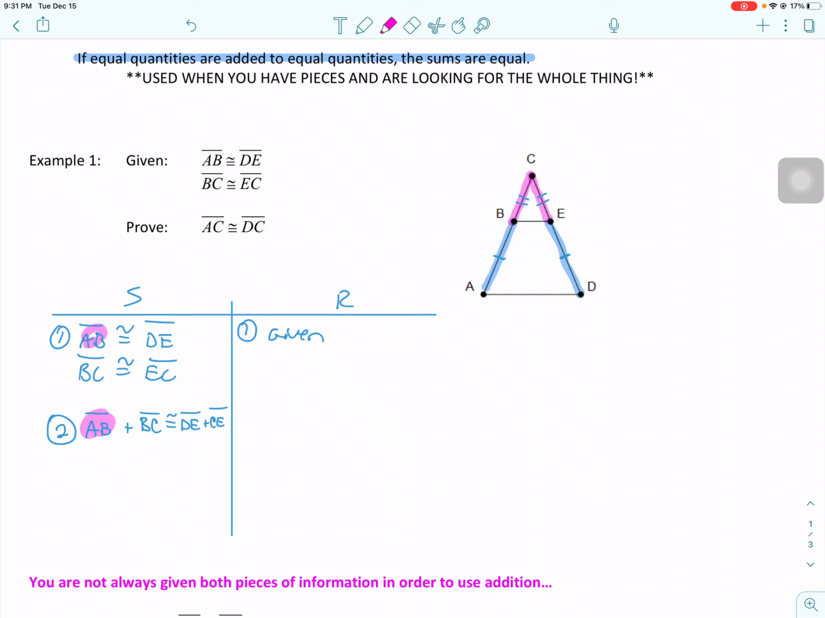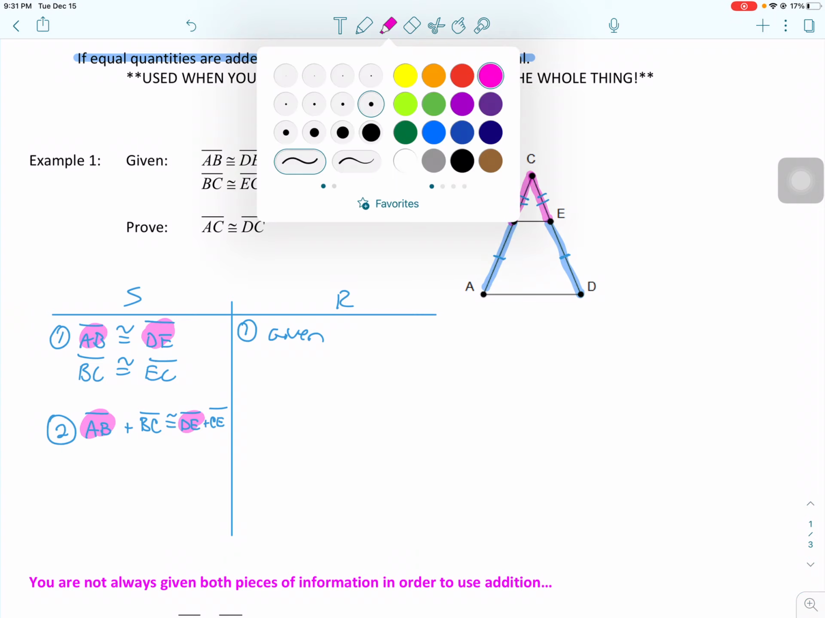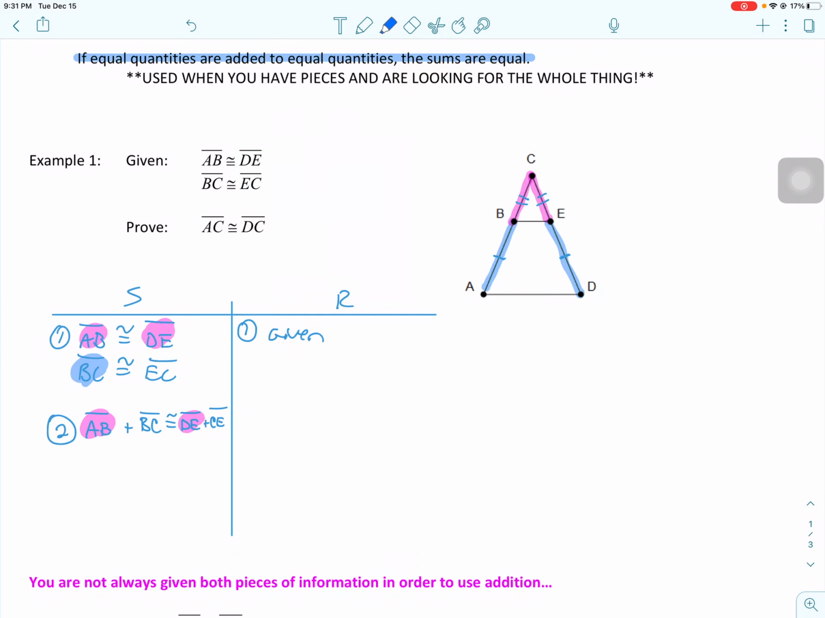Well, AB and DE are the same. And we also know that BC and EC are the same. So if you add equal numbers together, then the whole parts will be equal. Well, AB plus BC makes AC, and DE plus CE will make DC. And we know this by the addition postulate, but just writing addition is enough. And that's it, because now we have stated what they want us to prove.